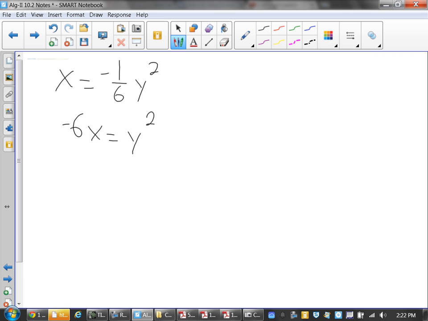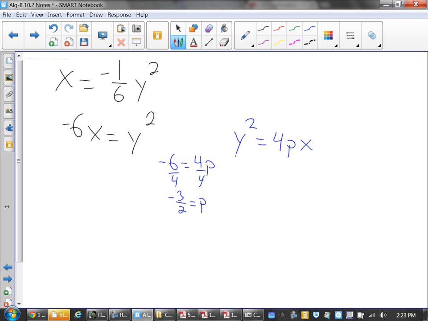Now, since I've got y squared by its lonely self, I'm going to write down the very generic formula for y squared. I'm going to write down y squared equals 4px. What do I set equal to 4p? Very good. Negative 6 equals 4p, divided by 4. I get negative 3 over 2 as my p value.